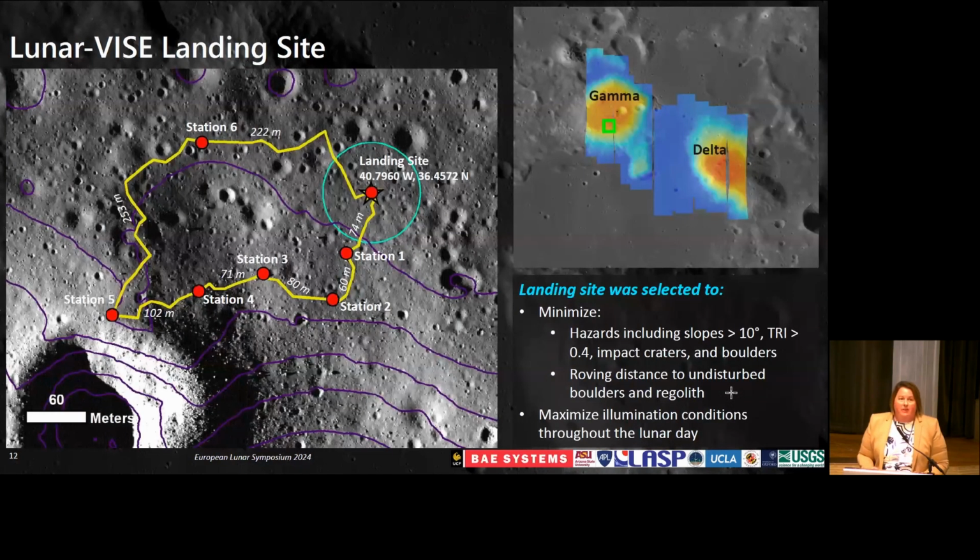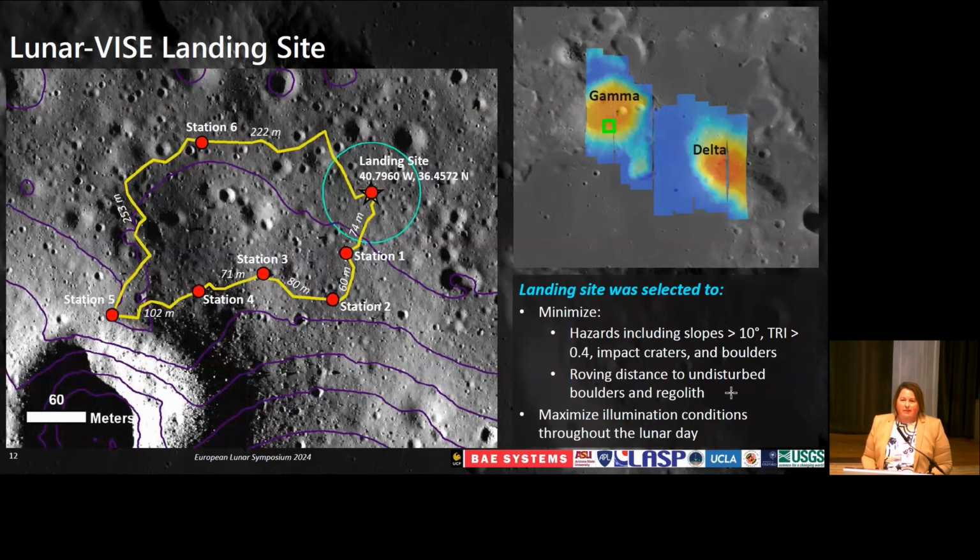We have chosen a landing site for our mission. We will be landing on the Gamma Dome. Specifically, there's a green box here that's outlined kind of on the plateau edge of the Gamma feature. You'll see this area in detail here on the left.